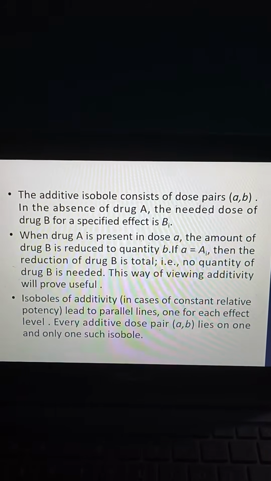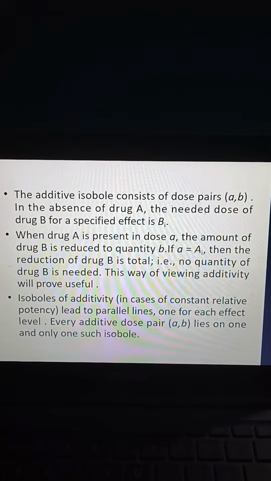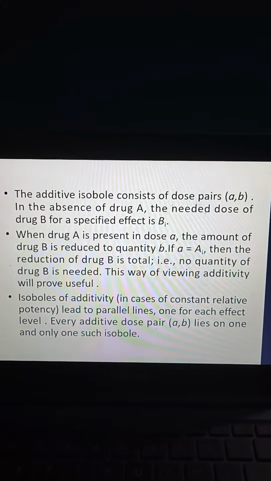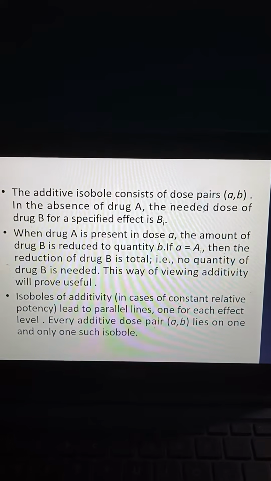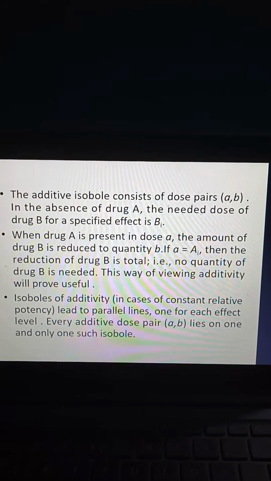When drug A is present in dose A, the amount of drug B is reduced to quantity B. If A is equal to A-I, then the reduction of drug B is total, that is, no quantity of drug B is needed. This way of viewing additivity will prove useful.